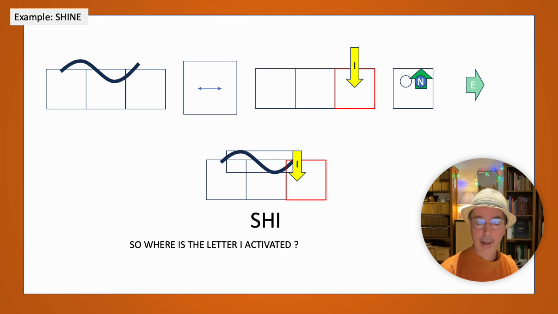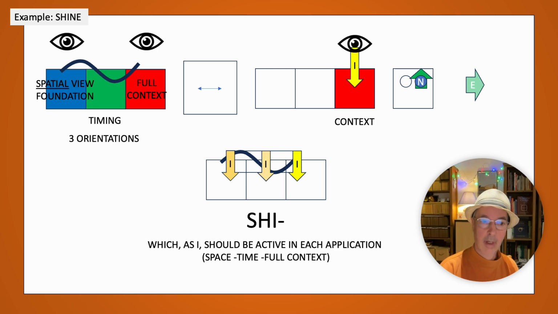There I have to add the letter E. So where is the E activated? I made it simple. I already showed you the background. It has the same background. The letter E is activated there at that third and last position. But it will be applied and applicable everywhere.